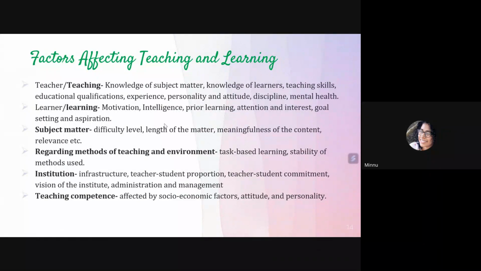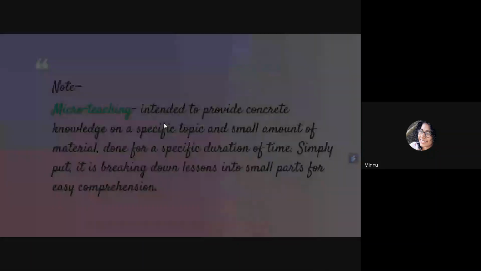So knowledge, subject matter, motivation, difficulty level of the subject, the methods of teaching and environment, the infrastructure when it comes to the institution, and also the teaching competence. These are the factors which affect teaching and learning.